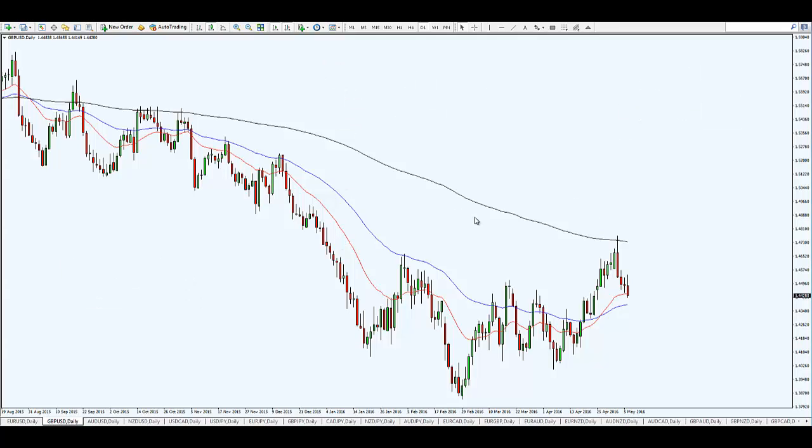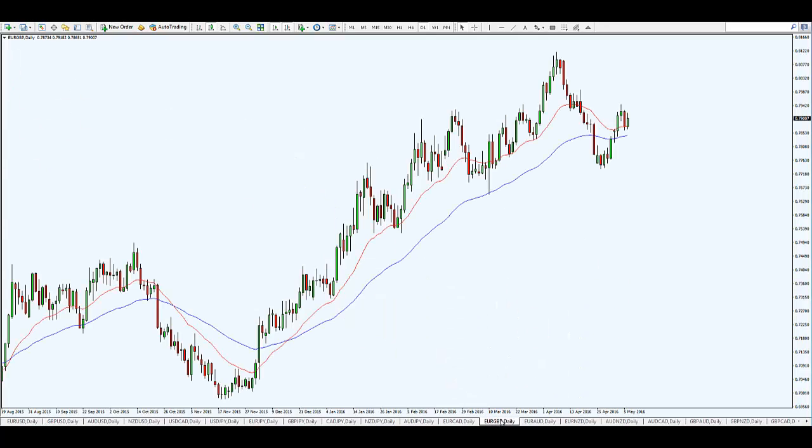All right, so let's have a look at it right now. Euro pound, where are you? Here. Okay, so the daily time frame, this is the euro pound.